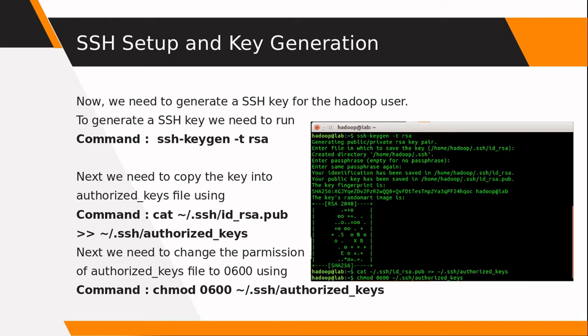Next, we need to change the permission of the authorized keys file to 0600 using chmod 0600 and the path of authorized_keys.